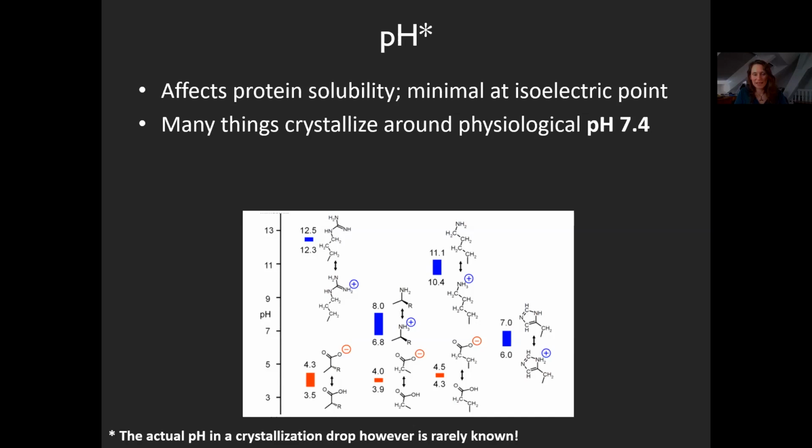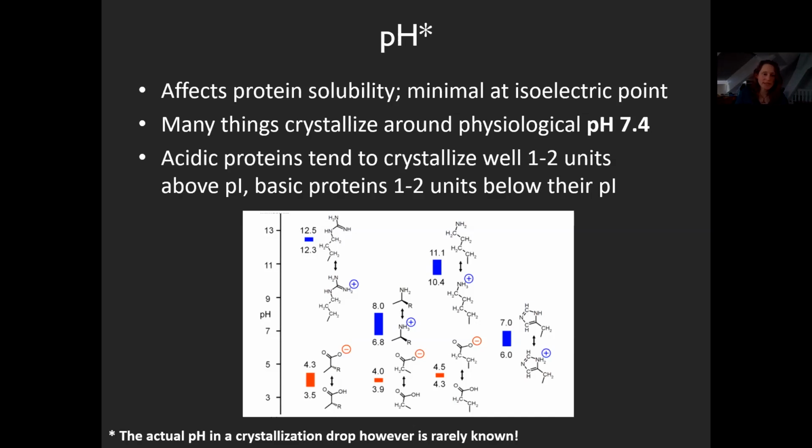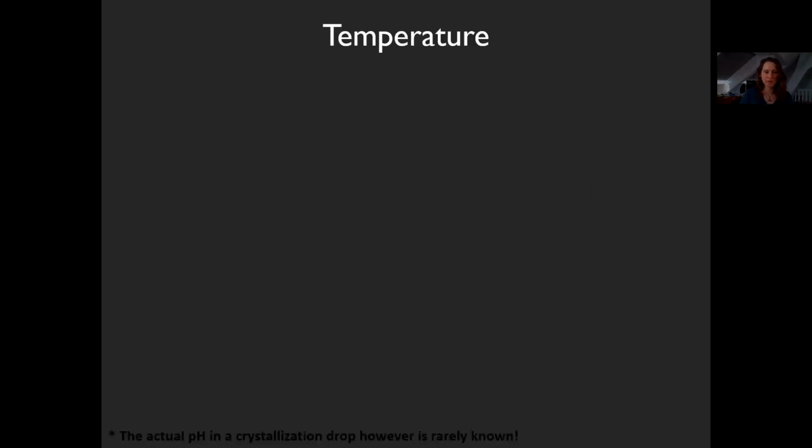So this might be because at pI, the protein may be very susceptible to small changes in pH or have fewer electrostatic interactions. Acidic proteins tend to crystallize well 1 or 2 units above pI, basic proteins 1 or 2 units below their pI. This is just a rule of thumb, but it helps you plan out an initial strategy. Typical screens will also cover a number of different pH values, but if you've got a particularly acidic or basic protein, you can possibly do away with a few of those.